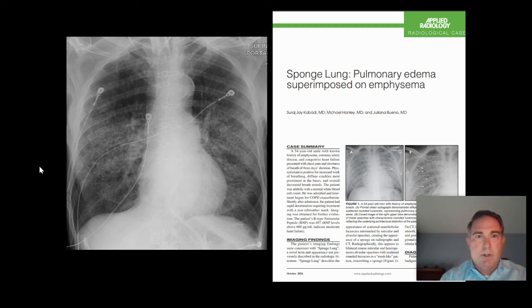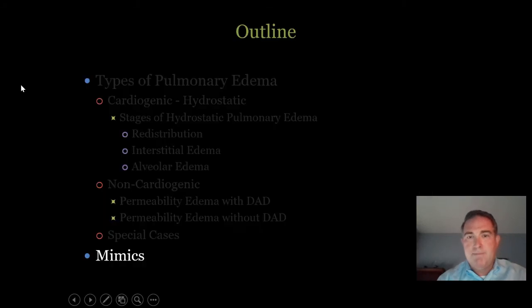We wrote a fun little article about that, about asymmetric edema. This is someone who has severe apical emphysema, and then their edema pattern couldn't get up there. So it's just kind of a fun thing to think about.